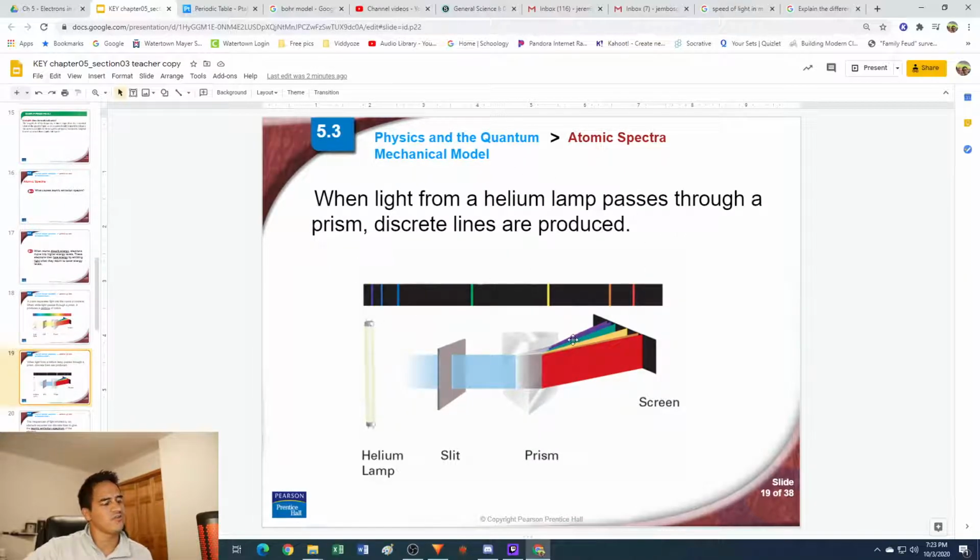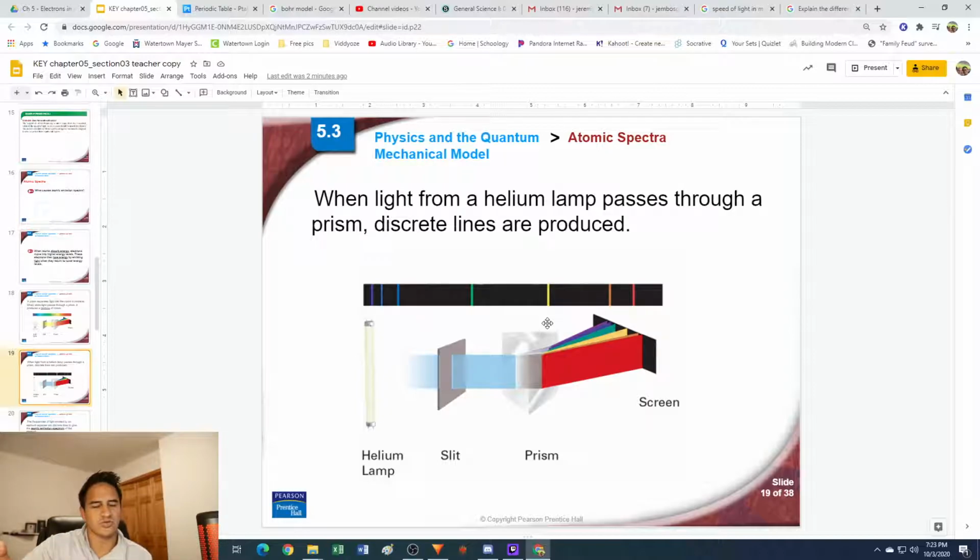But this can be very helpful in identifying different elements in different materials, and we oftentimes use this in astronomy because stars, of course, are made out of all kinds of elements. We can take the light that stars give off, break it apart using a prism, and then use that to determine what elements are found inside of stars.